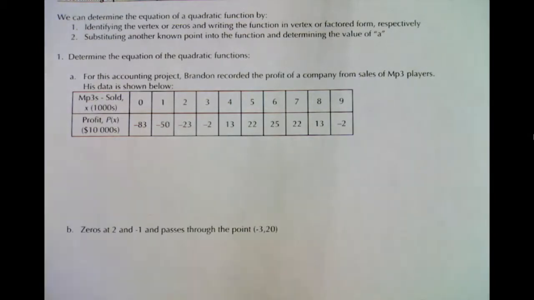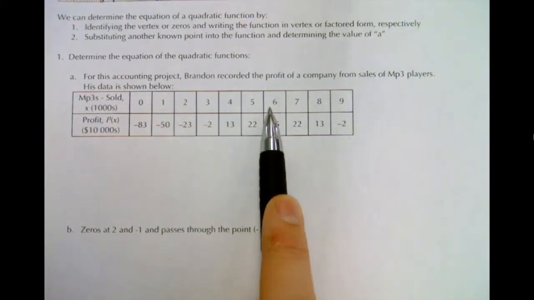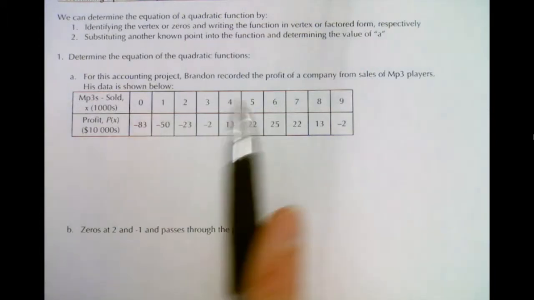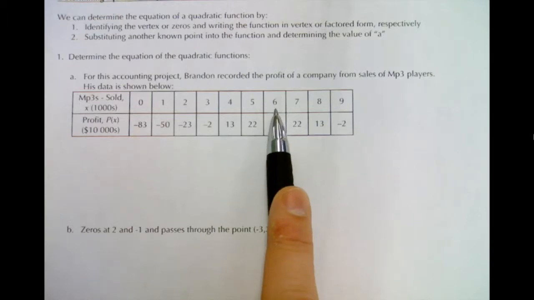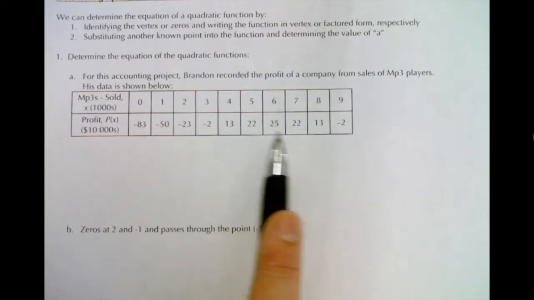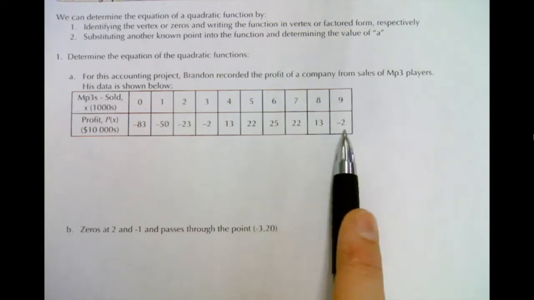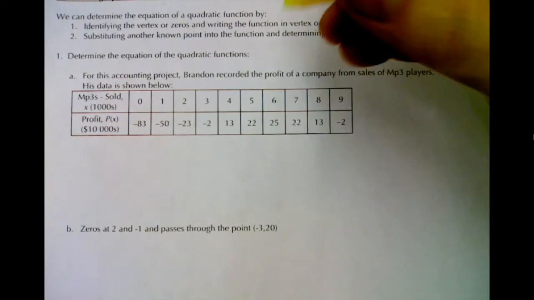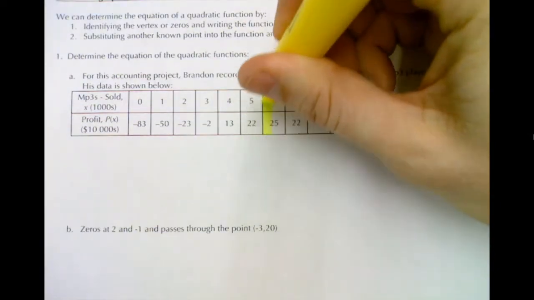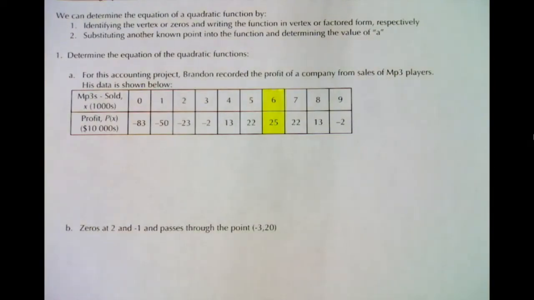So let's look. Looks like we have a maximum of 25 when we've sold 6,000, but 6 in terms of x. And if you look to the left and to the right, the numbers are 22, and then one more is 13. And then another step is -2. So it looks like we are symmetrical. And since we're symmetrical, we can assume that that's the vertex.